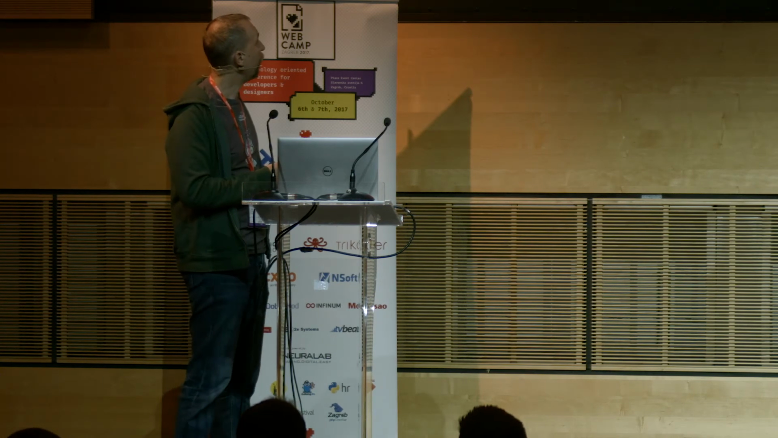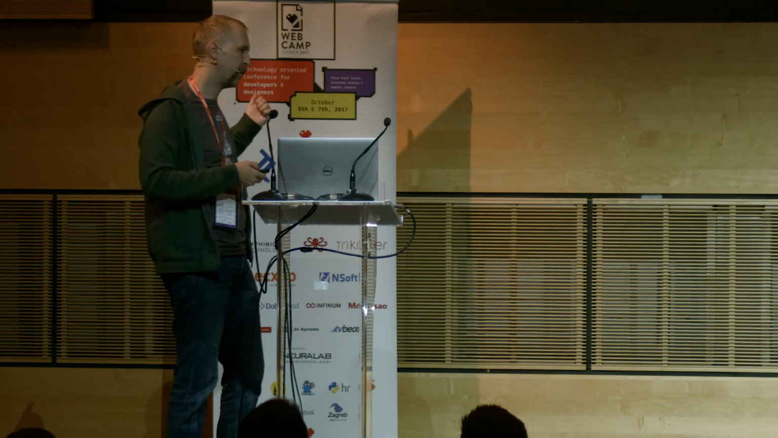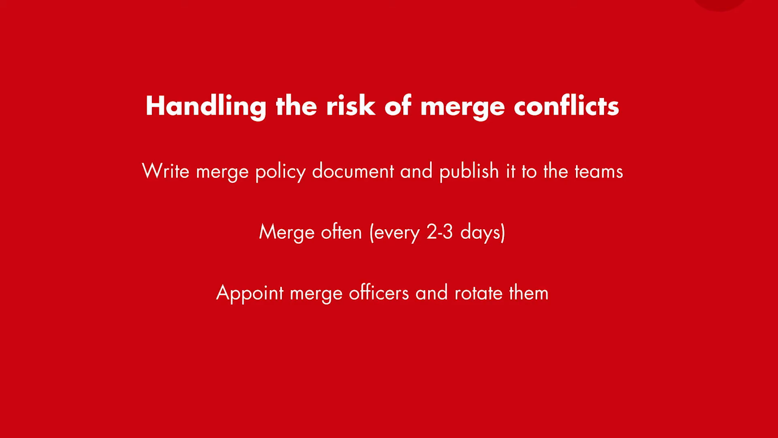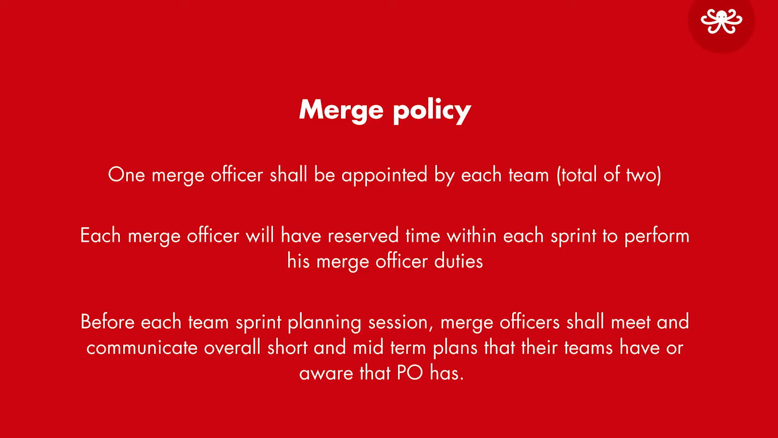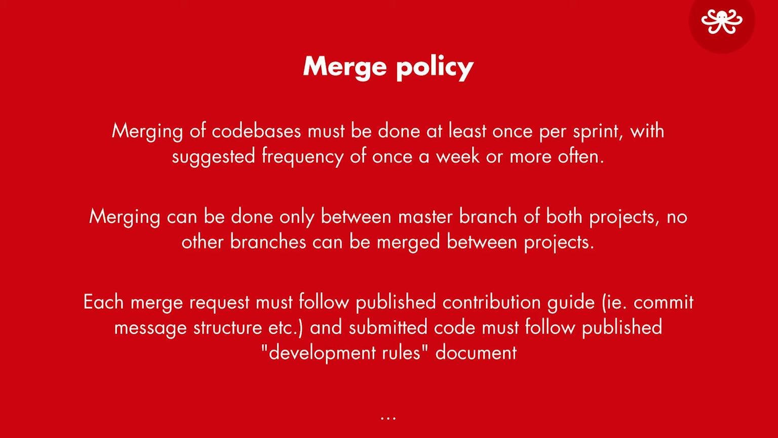So how do you do it? Pretty much the same way as in removing legacy. You write the merge policy document. Basically, you appoint merge officers, people whose sole responsibility is that merging succeeds, that it will work. Then merge often, obviously. And have everybody understand the merge policy.